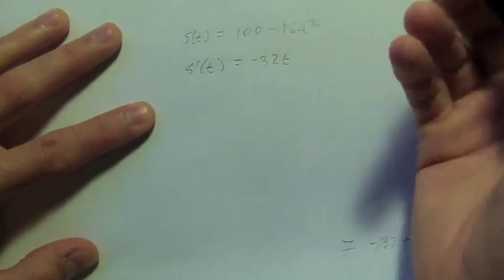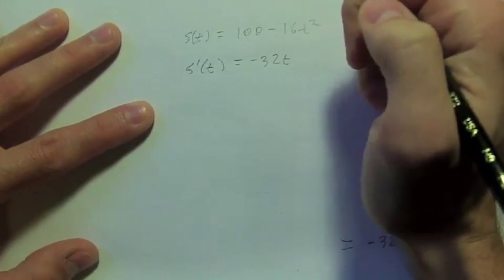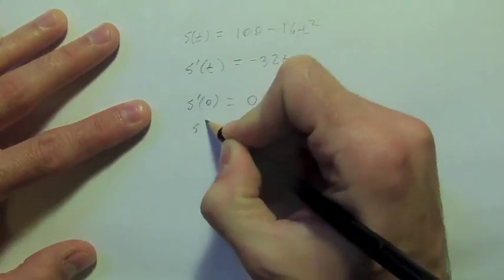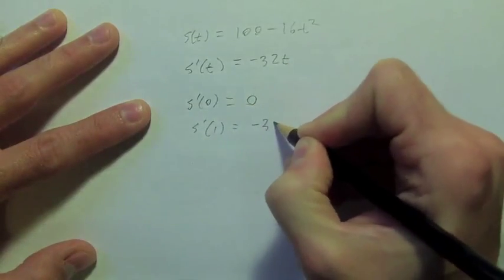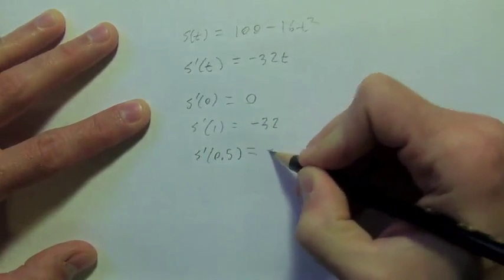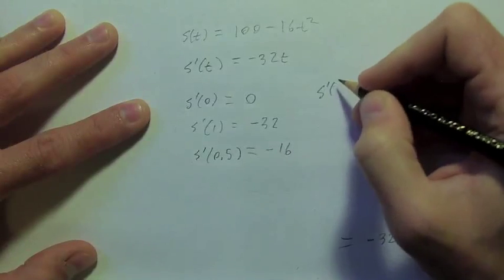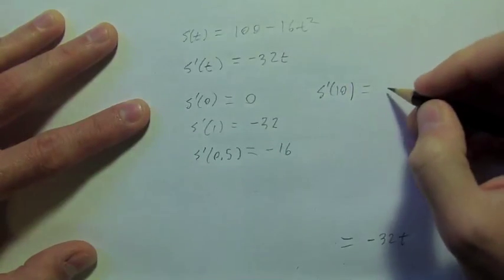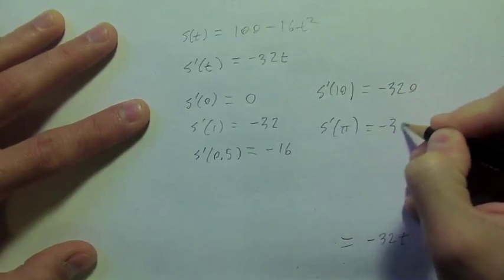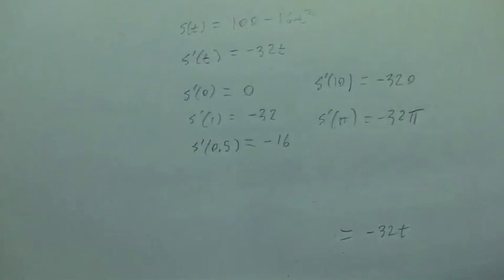Okay. Now, from here, I can find tons of values, right? S prime of 0 is 0. S prime of 1 is negative 32. Right? S prime of 0.5 is negative 16. S prime of 10 is negative 320. S prime of pi is negative 32 pi. You get the idea. I can actually calculate now the instantaneous rate of change, or the instantaneous velocity, at any value I want very quickly.